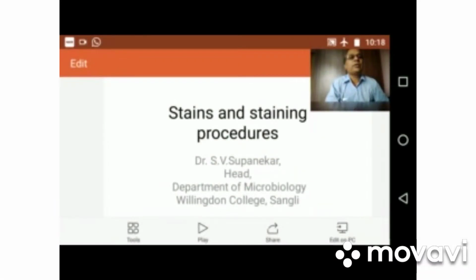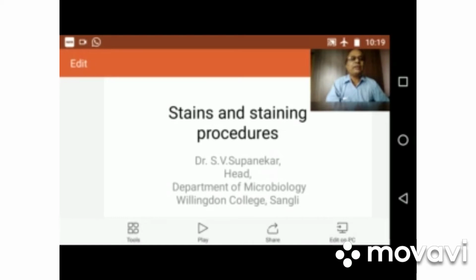Dear friends, I have discussed the topic stains and staining procedures in three different parts so far. In the first part, I told you about the necessity or importance of staining. I also gave definitions of different terms like stains, mordants and chromogens. We saw the similarities and differences between stains and dyes, and at the end of the first part we saw the types or classification of stains as acidic stains, basic stains and neutral stains, along with examples and their applications.